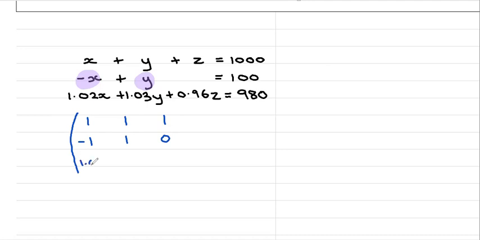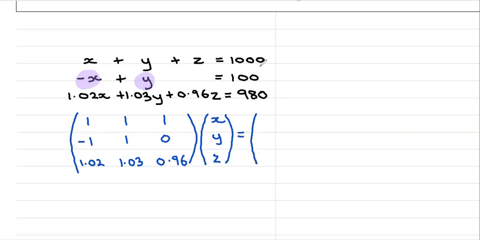And then we have 1.02, 1.03, and 0.96 for that third row. So that's the matrix that's going to multiply our variables contained in our 3x1 matrix, or our column vector, which contains x, y, and z. All right, and then that's going to equal the right-hand side of the equation, which is 1,100 and 980.